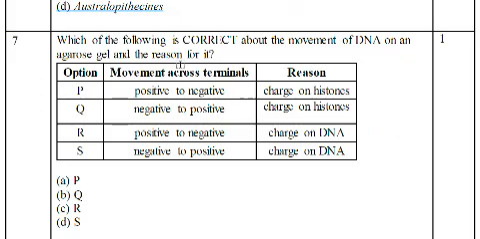Which of the following is correct about the movement of DNA on an agarose gel and the reason for it? So DNA is negatively charged and therefore it will be kept at the negative terminal, that is near the cathode, on an agarose gel, so that it will get attracted to the opposite charge, that is the positive charge, the anode. Therefore the movement always takes place from negative to positive end. And what is the reason? Because of the charge on the DNA. So the answer will be S.